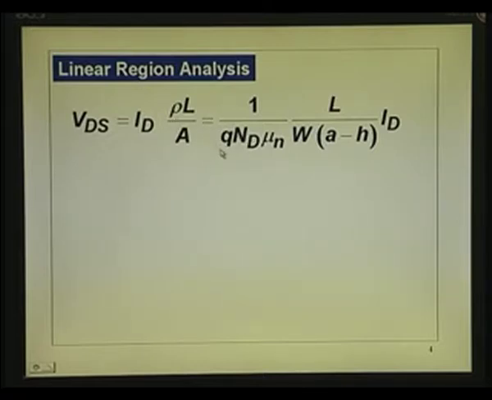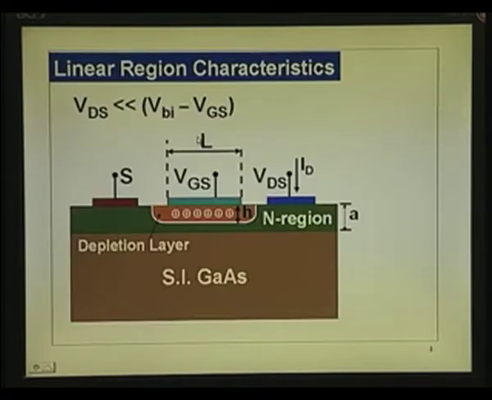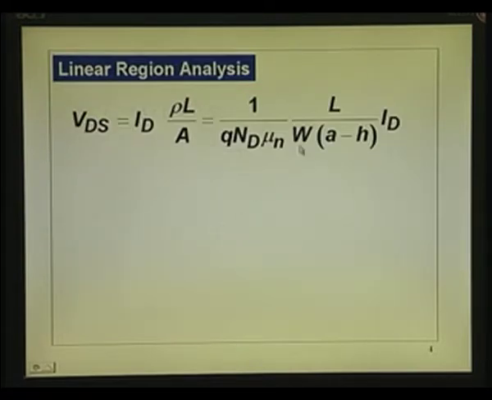So, rho is 1 by q n d mu n, that is rho, the first term. This is sigma, q n d mu n is sigma, 1 by sigma is rho. And okay, area of cross section, depth, see here, area of cross section is this height, which is A minus h. A minus h is the channel thickness. Now, depth is W. So, W into A minus h is the area of cross section, L is the length. So, VDS is equal to ID into rho into L by A. Okay.